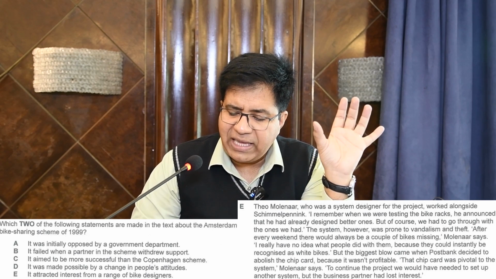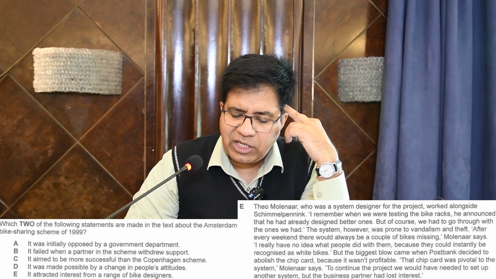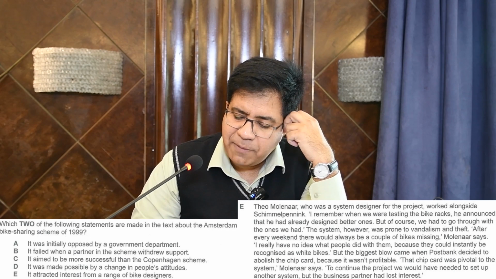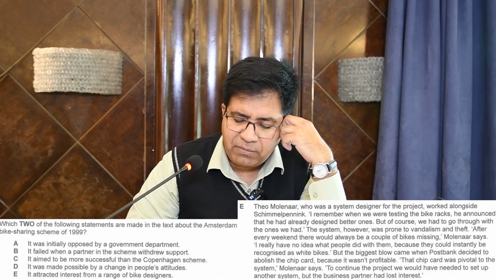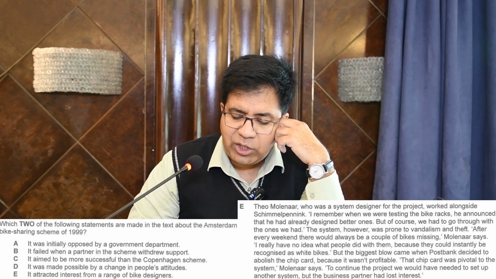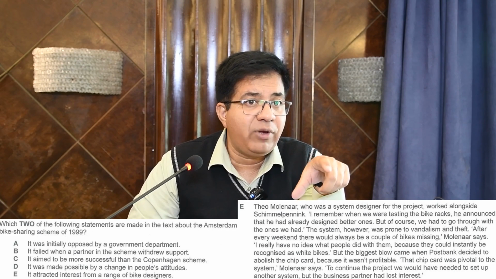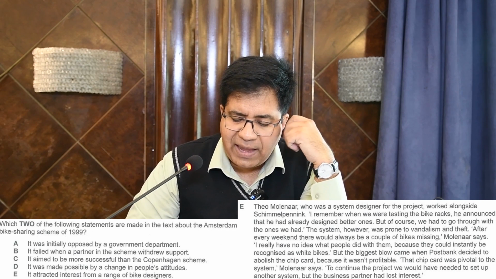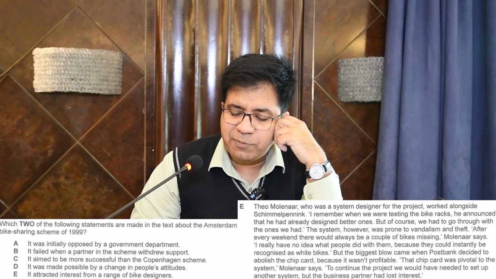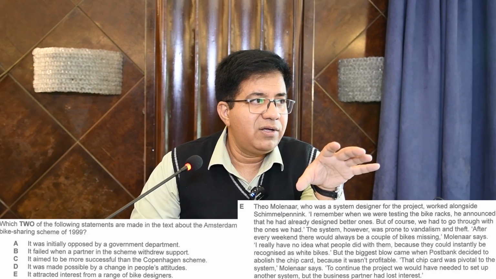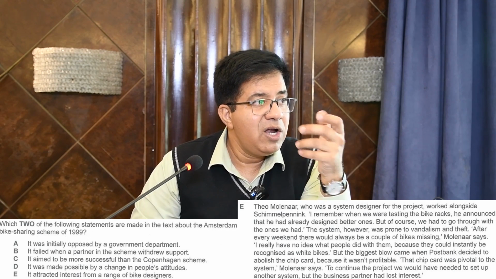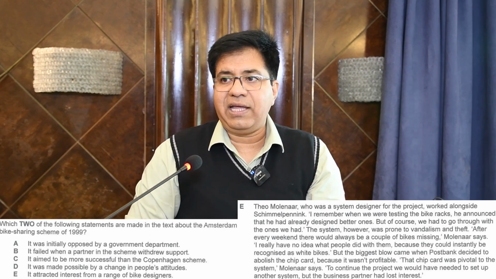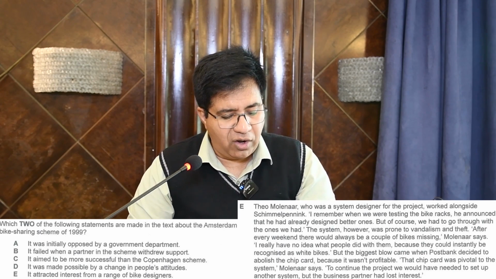But the biggest blow came when Postbank decided to abolish the chip card because it wasn't profitable. That chip card was pivotal to the system, Molinar says. To continue, again inverted commas, read this carefully. To continue the project, we would have needed to set up another system, but the business partner had lost interest. What happened? Business partner lost interest. That was their another statement. Now come back and look for something for business partner had lost interest.